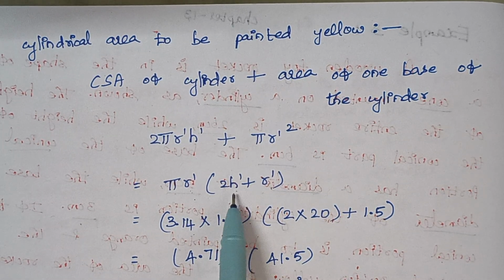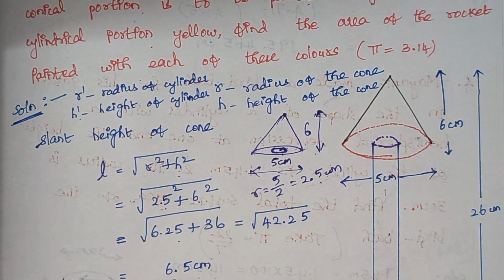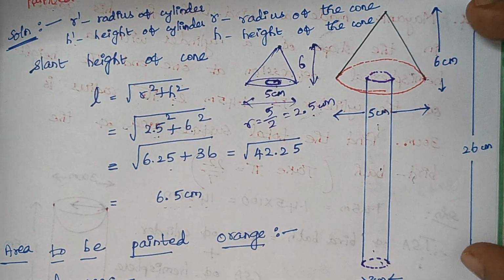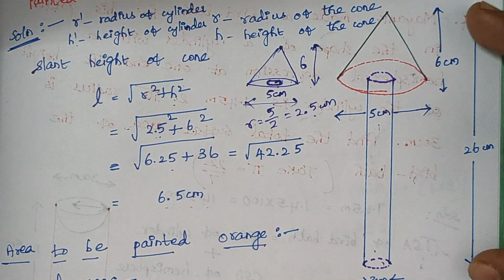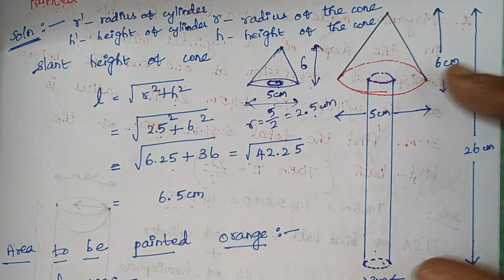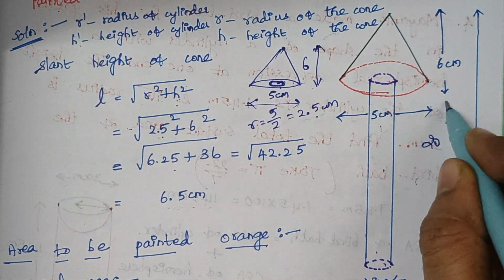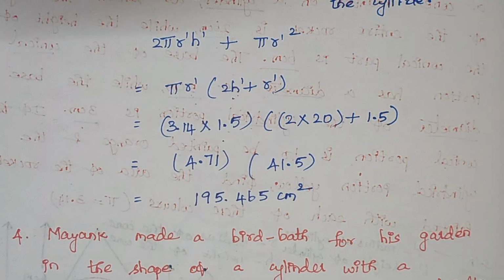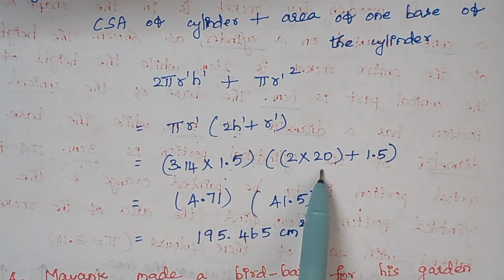Similarly h, the height of the cylinder, it is clearly mentioned, right? Wait. So how to find the height of the cylinder here? You see, the total height is 26 and height of the cone is 6. Obviously, the height of the cylinder part will be 26 minus 6. Therefore, this is 20 centimeter. Right. So in this formula here, I am substituting this as 20.